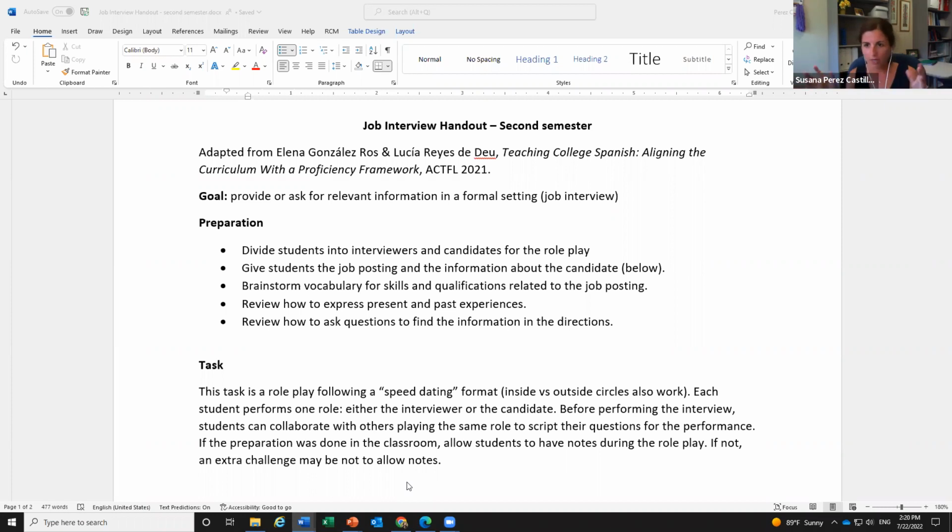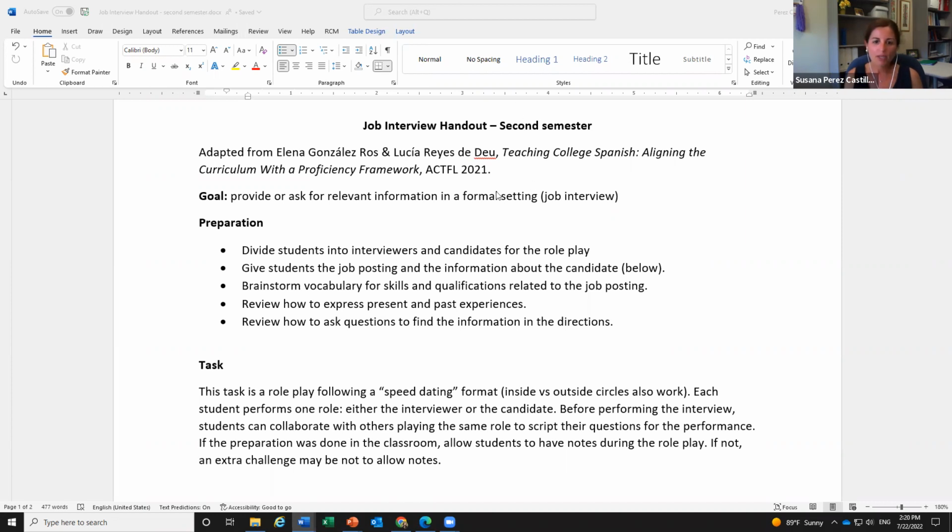It's not like the final exam or anything. They have prepared and they've done it. And now I'm listening to their production individually, and I can provide more individual feedback than when they do it in the classroom and they're all talking at the same time. Okay, I hope that answers your question.